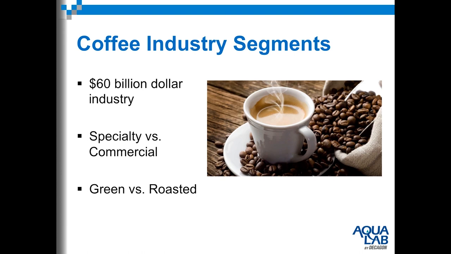So these two industries have a very different approach to quality and how carefully they're going to monitor that quality. So in commodity coffee, the main emphasis is going to be safety and preventing fungal growth in the green coffee form. And then in roasted coffee, the primary goal is going to be maximizing the shelf life, so the stability of the roasted coffee.